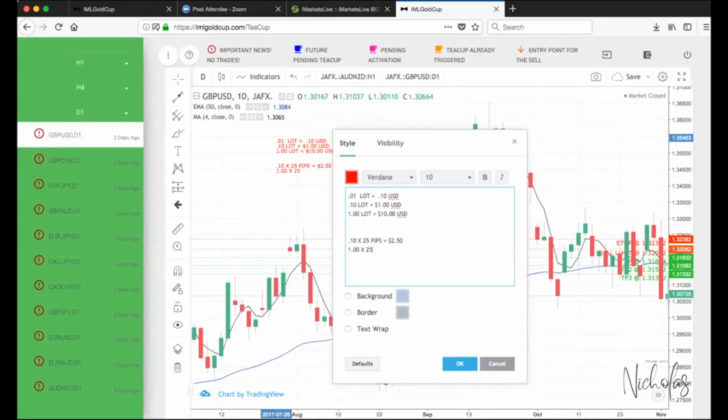Now, if I'm trading $1 a pip, and I go 25 pips, how much money do I have? $25. And if I trade $10 a pip at 25 pips, how much money do I have? $250. You guys seeing where I'm going with this?